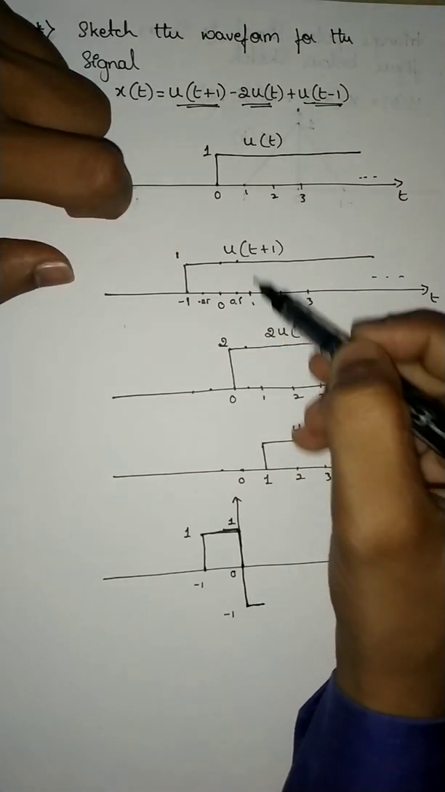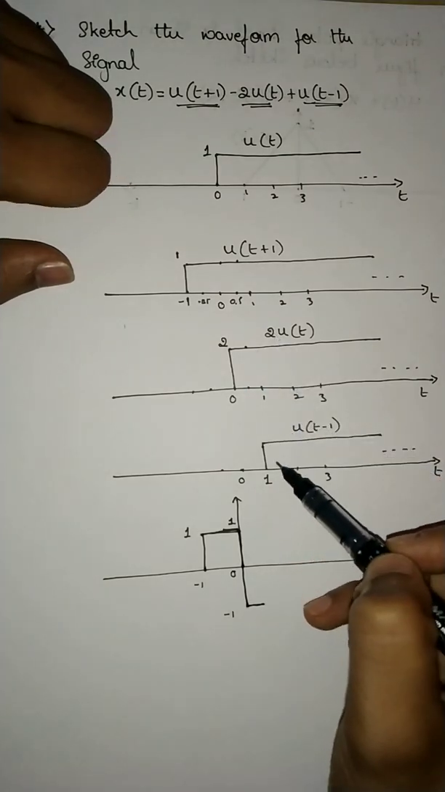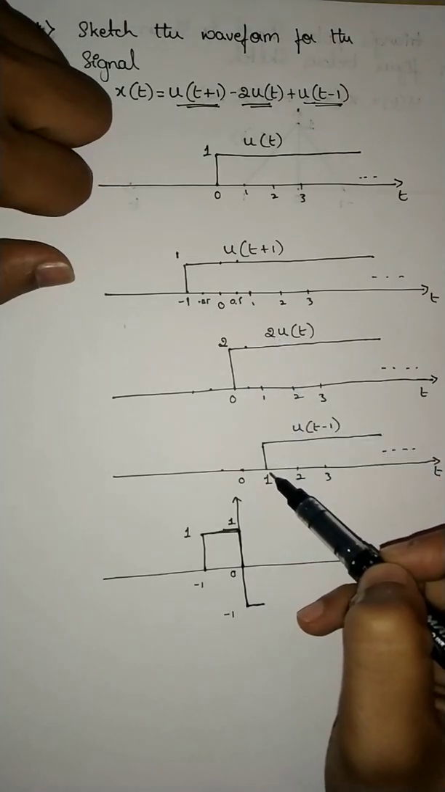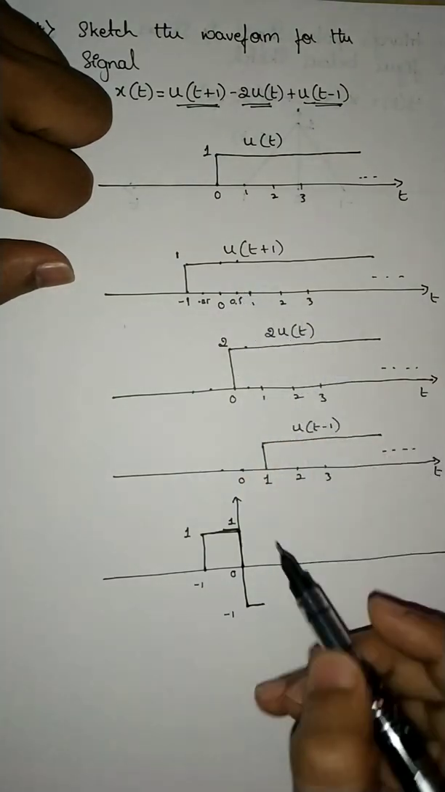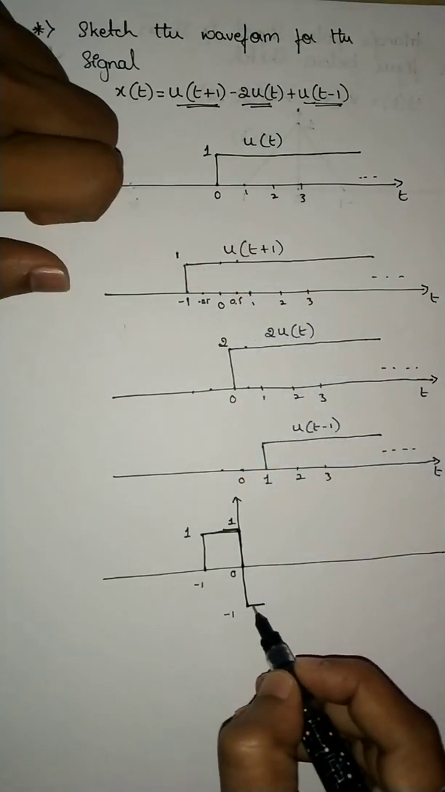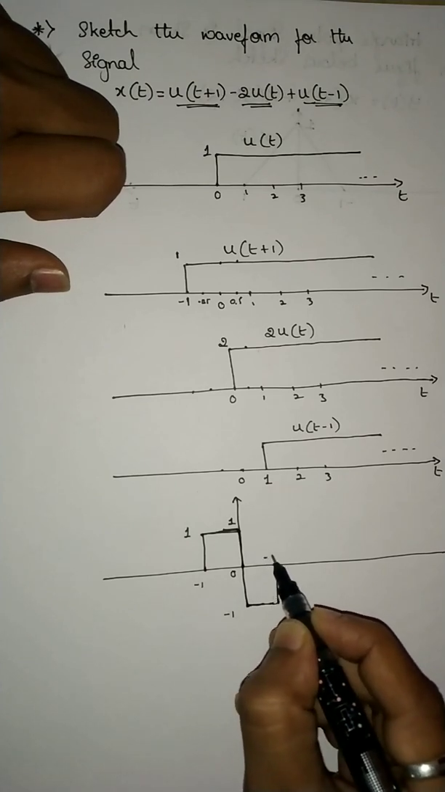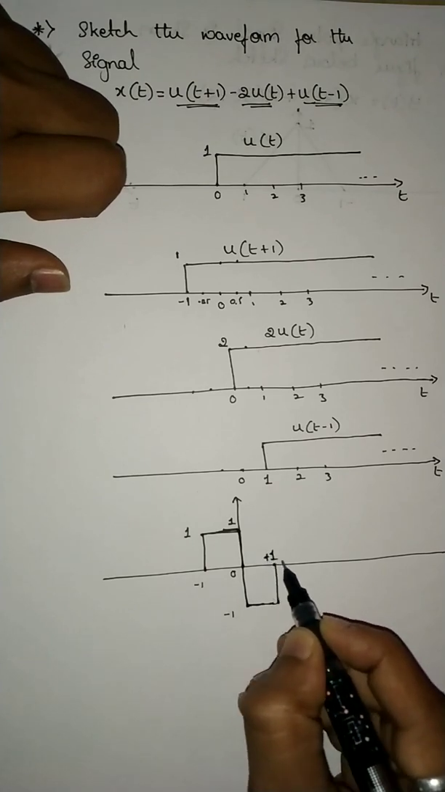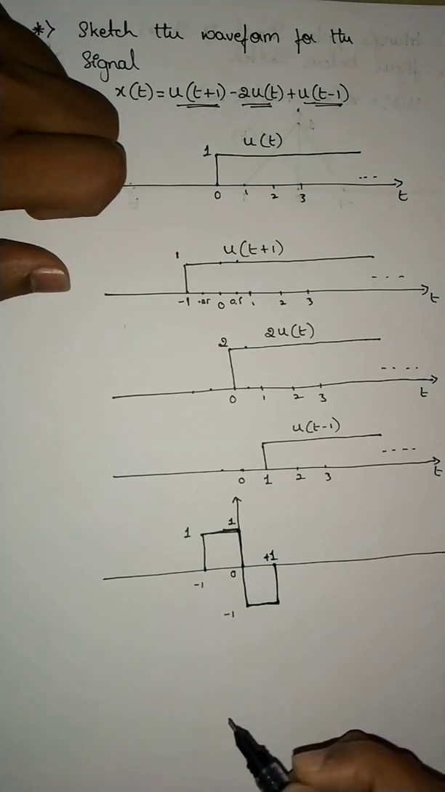We are having only these two signals till time interval t is equal to 1, because the third signal starts at time interval t is equal to plus 1. Before that we are having only these two signals. So 1 minus 2 is minus 1 till t is equal to plus 1, right? Here it is minus 1 till t is equal to plus 1. We are having amplitude as minus 1.